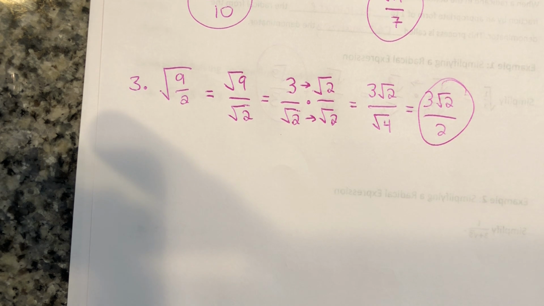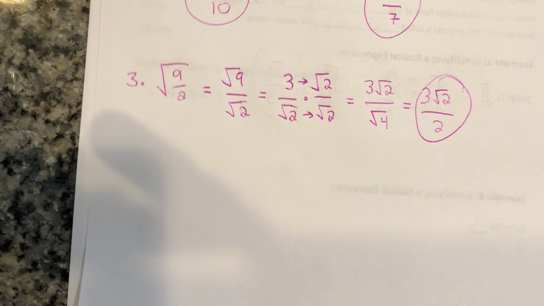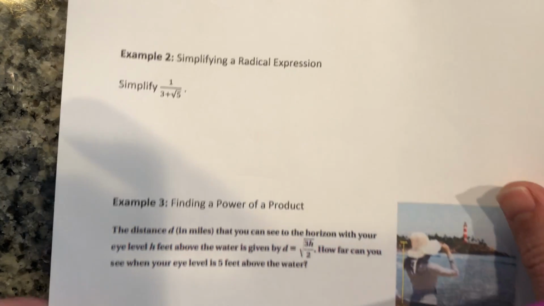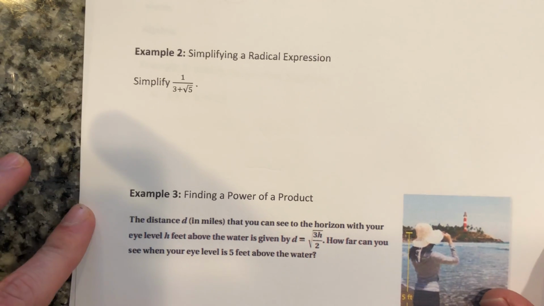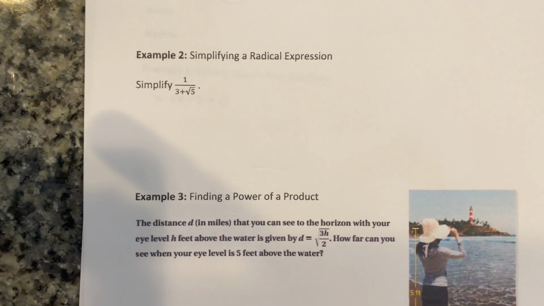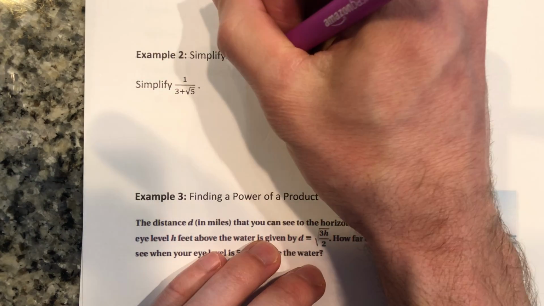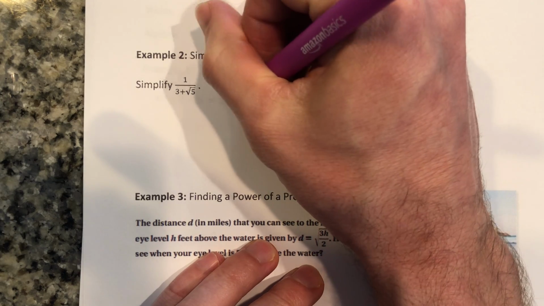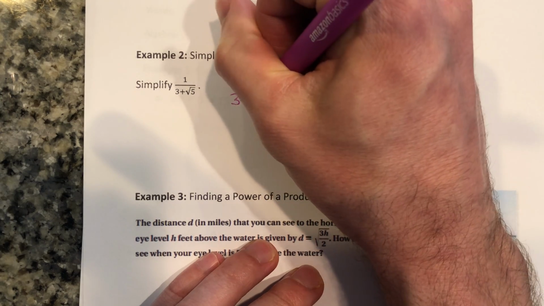So that is just rationalizing denominators for these simple problems. If you want more practice problems, I definitely can give you more. I'm going to move on to the next example. So I'm going to flip it back over, and we're going to go to example 2 now. It looks a little different. I'm going to rewrite this one out: 1 over 3 plus the square root of 5.